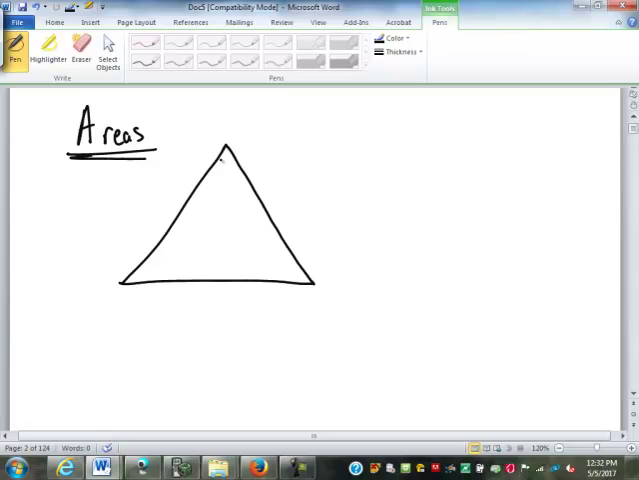So let's say we have a triangle that looks something like this. This angle here is 42 degrees. This side down here is going to be 50 feet. And this side up here is going to be 45 feet. To find the area of a triangle, what is our standard formula? Base times height divided by 2, or 1/2 base times height.